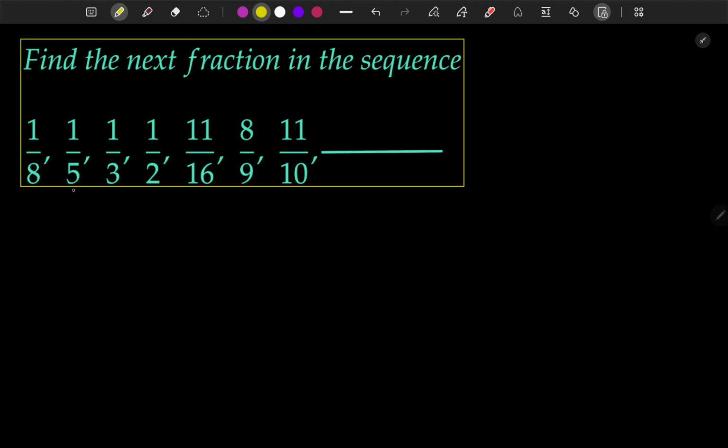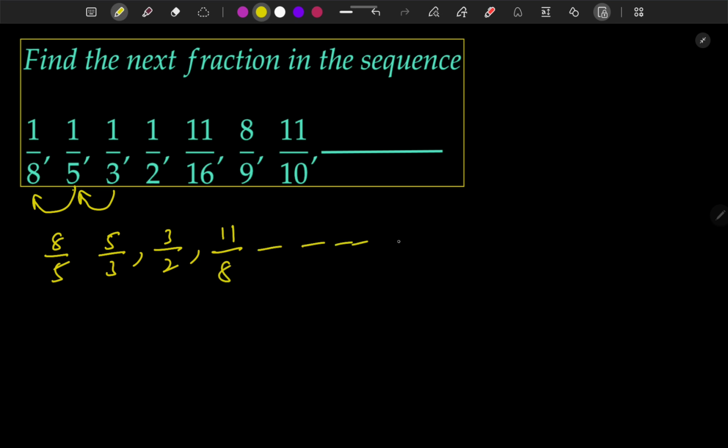Okay, now let us see just like a geometric progression. Let us find the ratio here. Second term by first term will give you 8 by 5. Third term by second term, if you do, you will get 5 by 3. And fourth by third term, if you do, you will get 3 by 2. And the next ratio is going to be 11 by 8. So these are the ratios between every two consecutive terms.